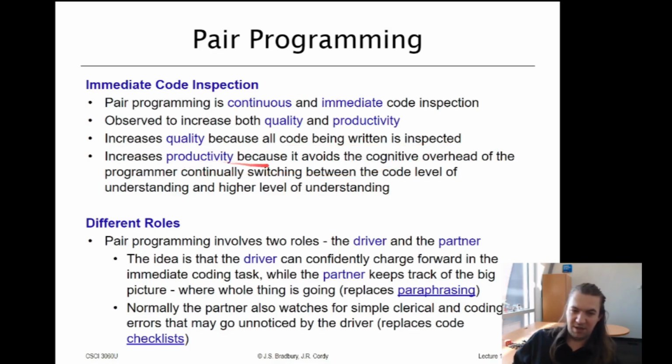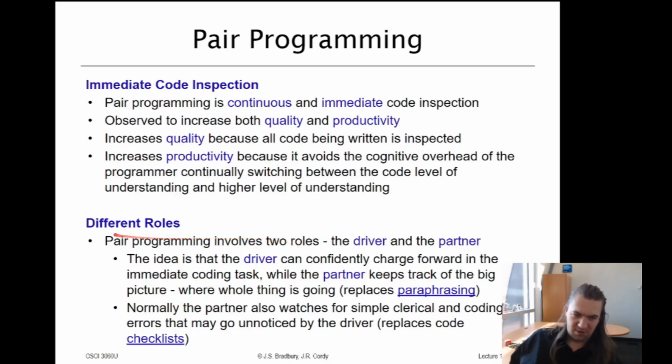And productivity because you don't have to worry about switching back and forth between things, because the navigator is only focused on sort of the high level understanding and the driver is only focused on the code level of writing things. So you don't have to worry about switching back and forth between, okay, this code does this, but do I need that for the whole program to work? That's not really the issue.